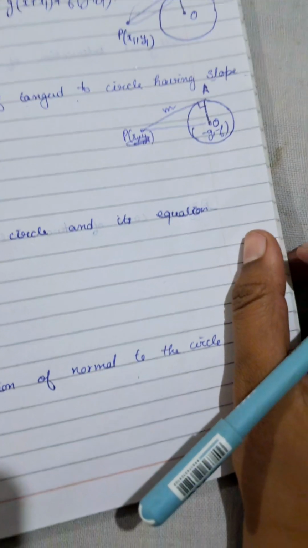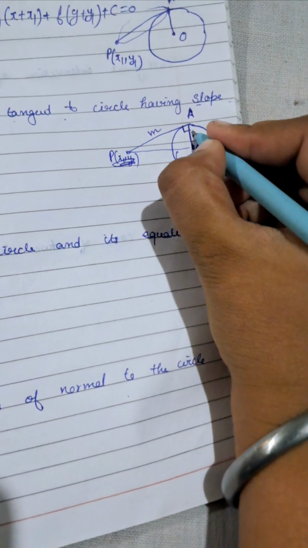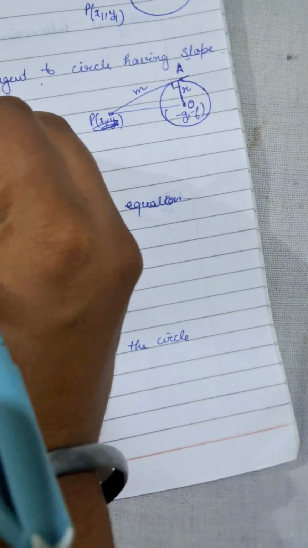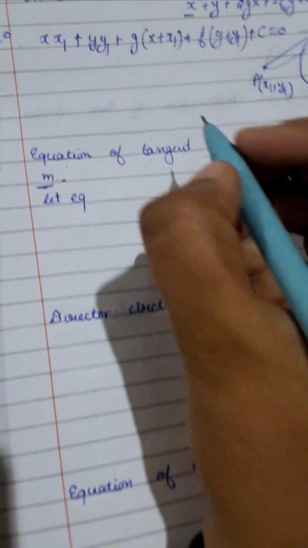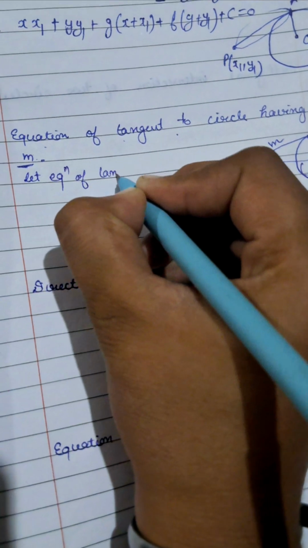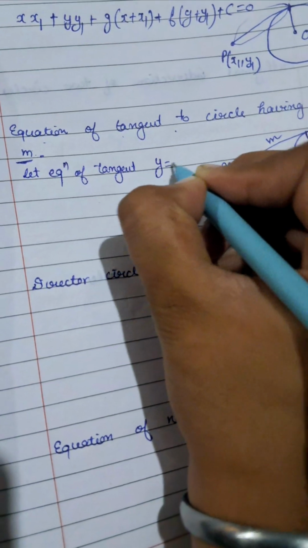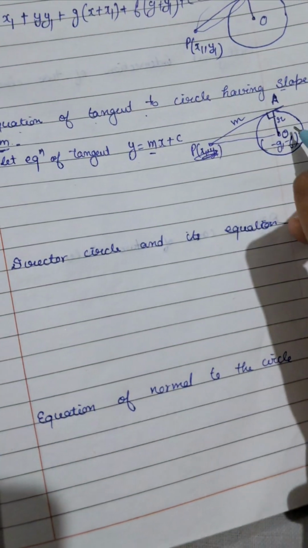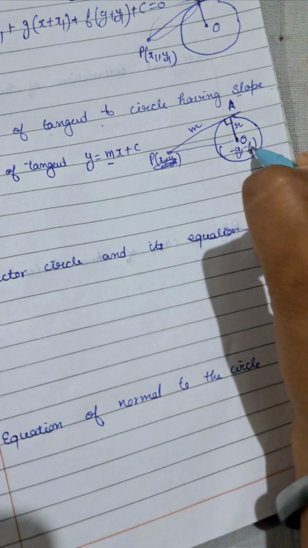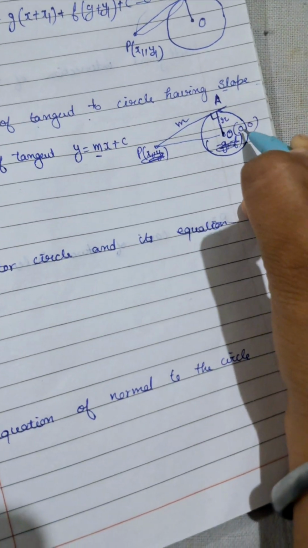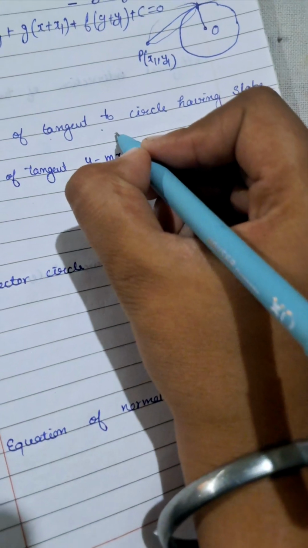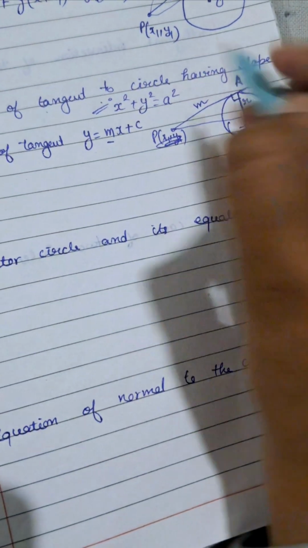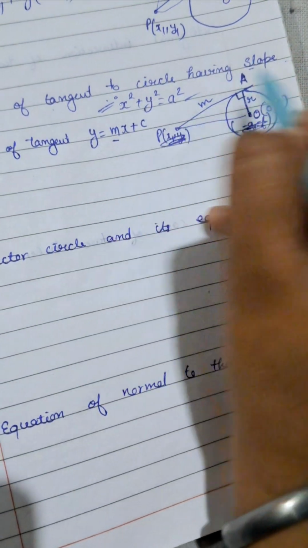Its slope is m. So first of all, we know that this is our radius, and let the equation of tangent be y is equal to mx plus c, having slope m and c being some constant. So if instead of minus g minus f I take a simple circle having center at 0 0, let's take x square plus y square is equal to a square. For understanding, I am using this circle with the center at 0 0.